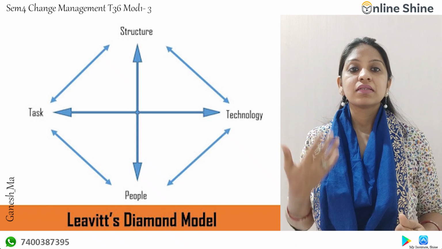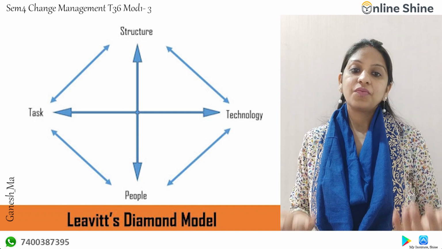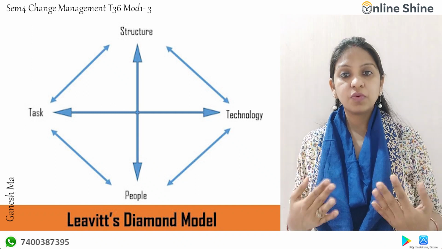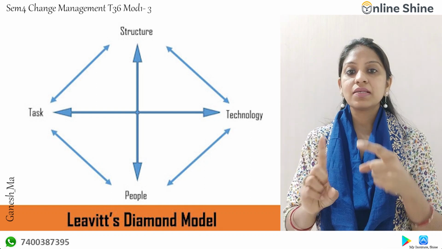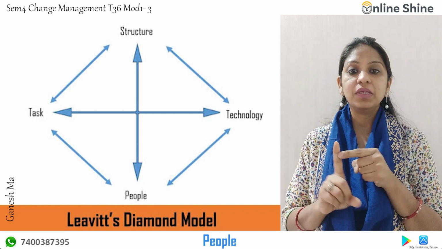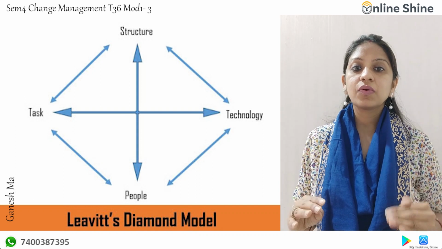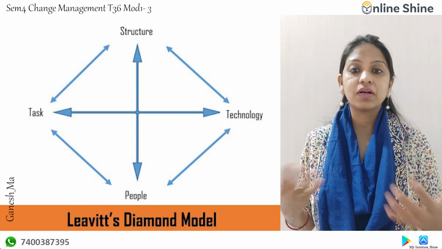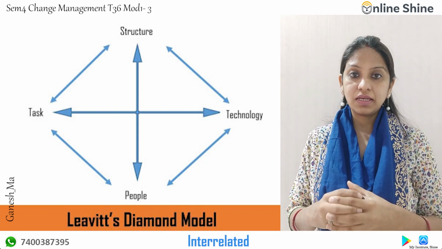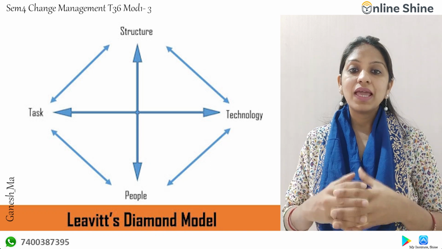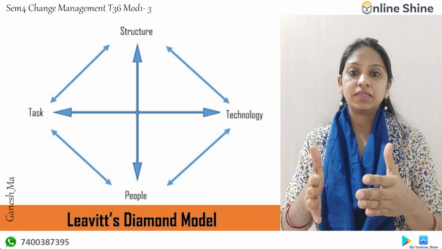And moving ahead, that is A.J. Leavitt's model. What A.J. Leavitt talks about are those 4 components which are a must for any organization. Number 1, task. Number 2, people. Number 3, structure. And number 4, technology. Without these 4 components, no company can work. And yes, we can say that these 4 components are interrelated to each other because without any one of them, the company cannot move ahead.